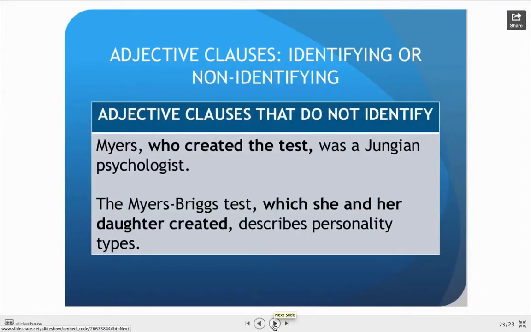But when I am not identifying, when I'm just giving more information, I use commas, and it's called a non-identifying clause. So I say Myers, who created the test, was a Jungian psychologist. Okay, I am not using this to identify Myers. I'm just giving some extra information. Okay, the Myers-Briggs test, which she and her daughter created, describes personality types. Here, I'm not using this to identify the Myers-Briggs test. I'm giving you more information about it.